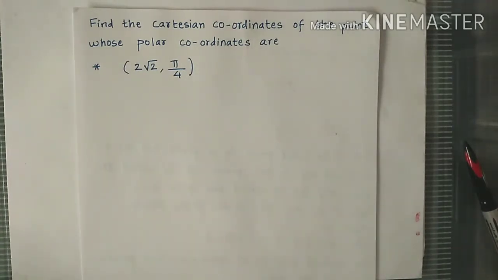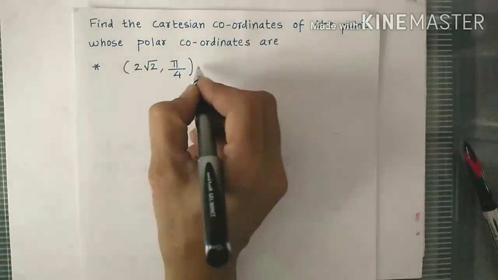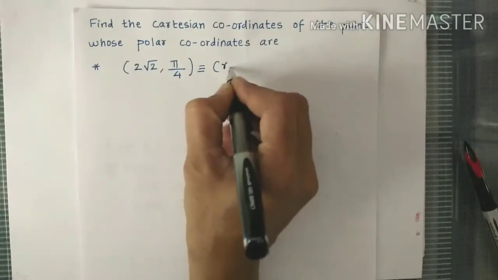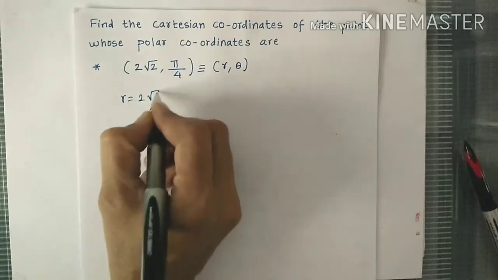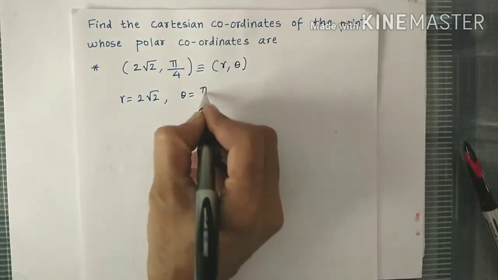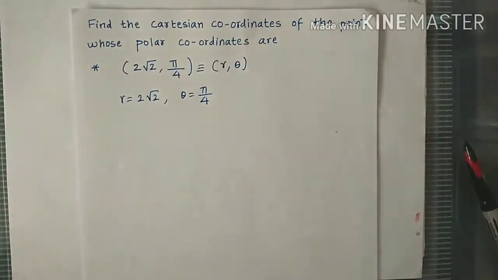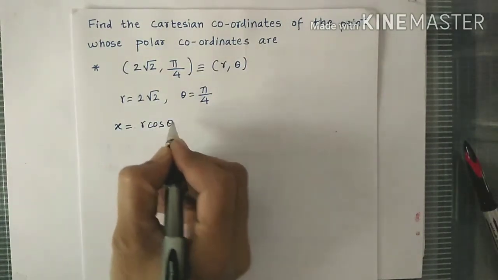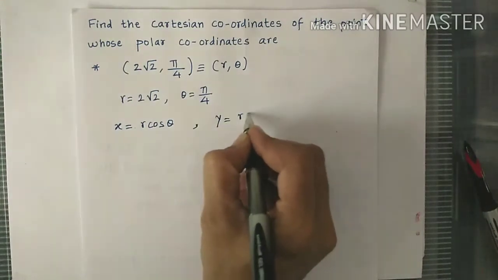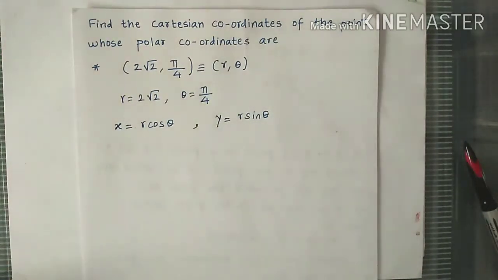So the first question is, find the Cartesian coordinates of the point whose polar coordinates are 2 root 2, pi by 4. Here polar coordinates are given, that means r and theta are given. So the value of r is 2 root 2 and the value of theta is pi by 4. And we have to find Cartesian coordinates, that means we have to find x and y. So x is equal to r cos theta and y is equal to r sine theta. So we have to substitute the values of r and theta here.